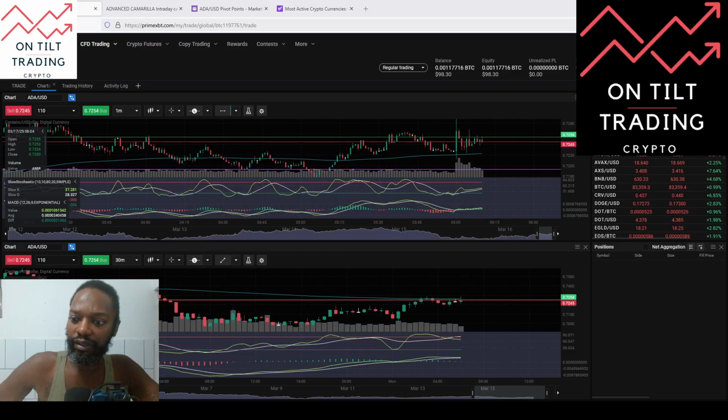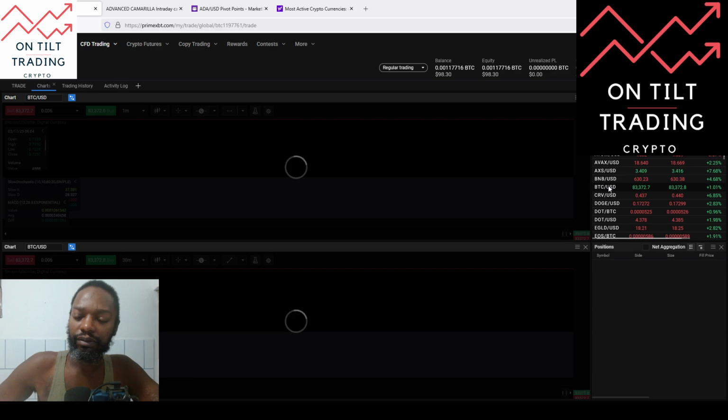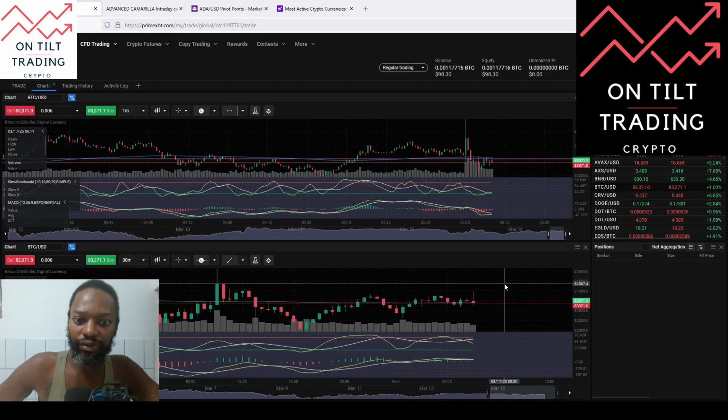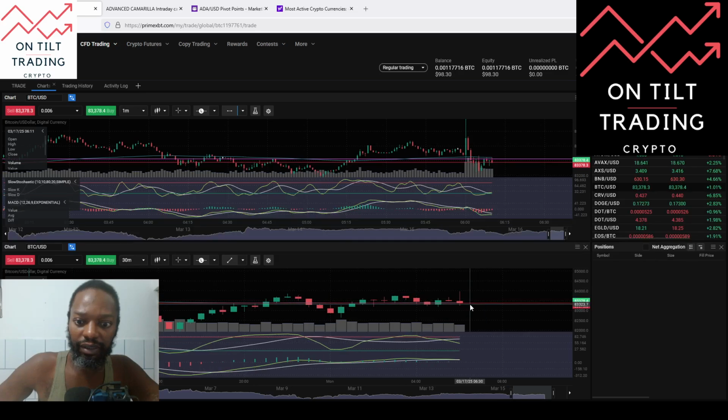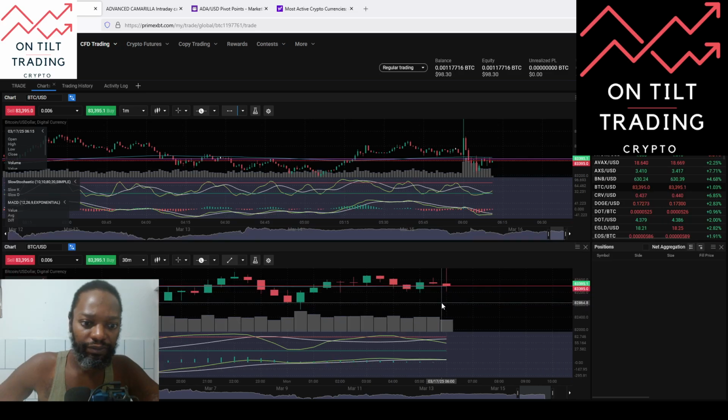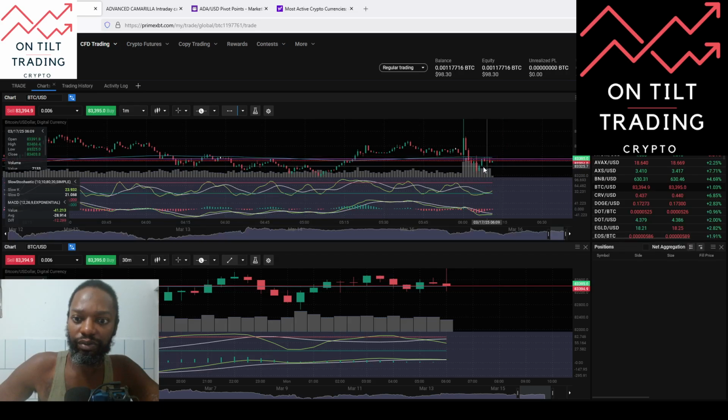But I also want to take a look at Bitcoin. It was above the 200 before that happened. Now it seems like this volume spike that's happened market wide has moved it below the 200, potentially on the 30-minute. It's certainly below the 200 here on the 1 minute.